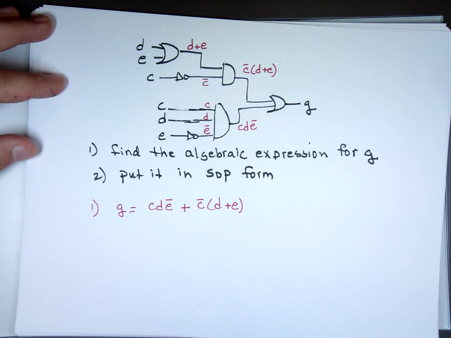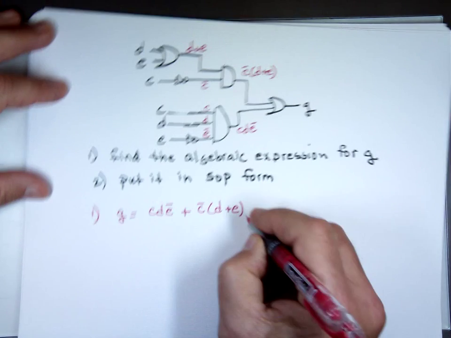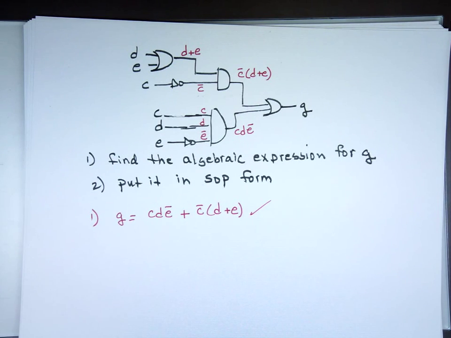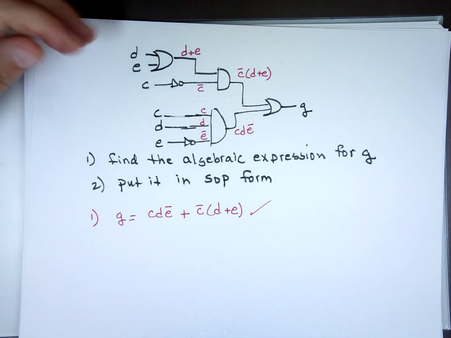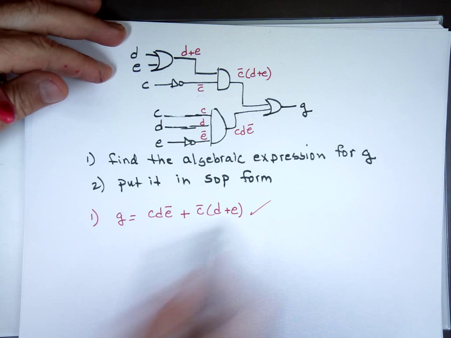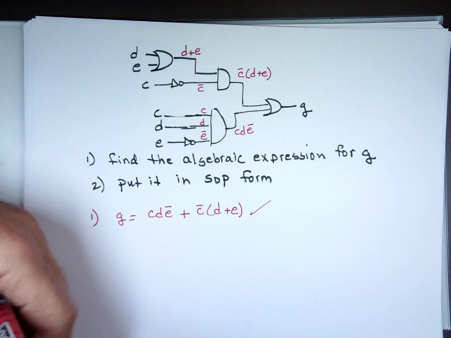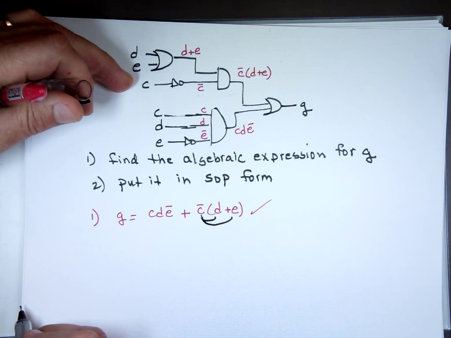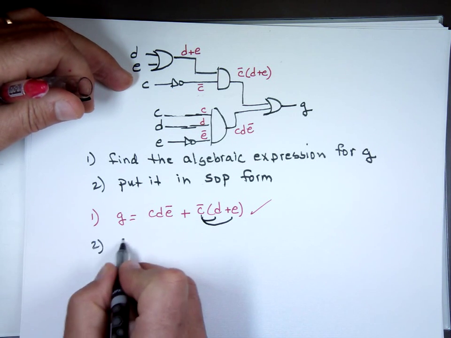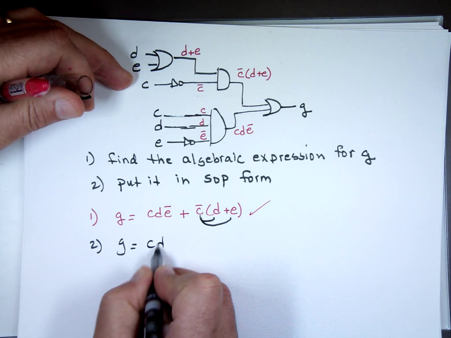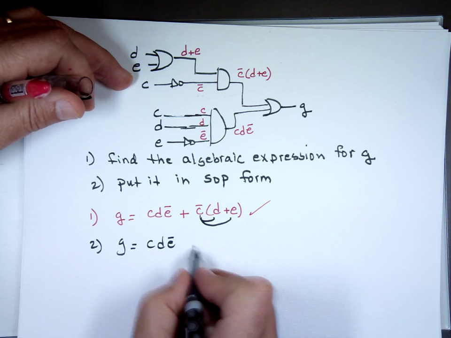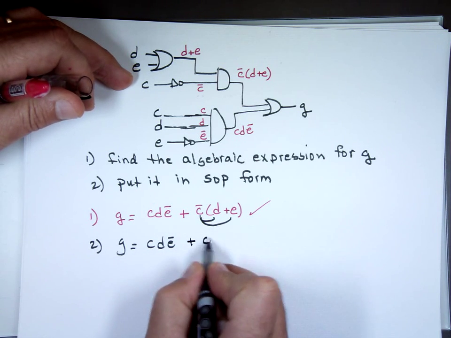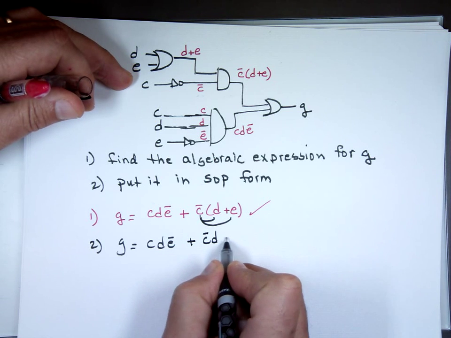Done. Next part, we're saying we don't like that one. Can you put it in terms of sum of product? So it has to be all AND gates ORed together. Well, let's see. Well, I can foil this one. And that will make it what? C bar D plus what? C bar E.